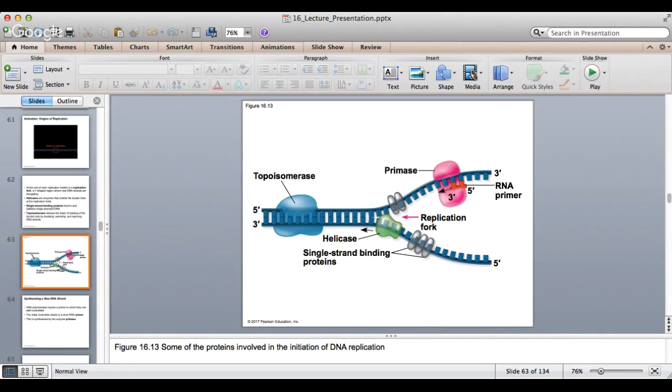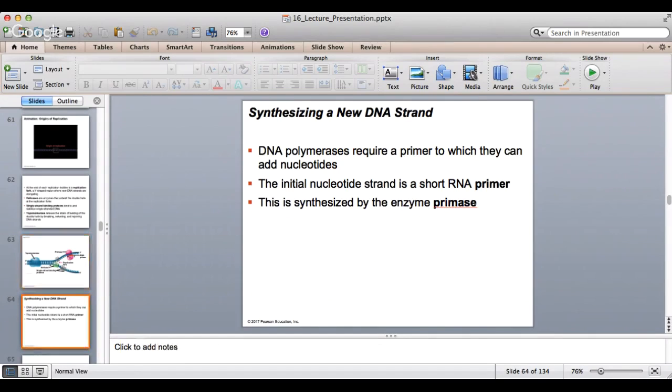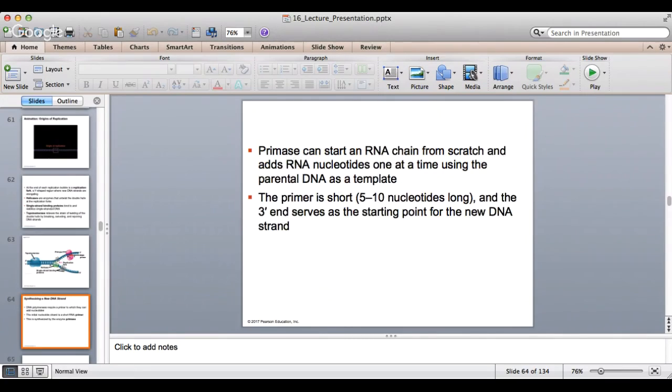But there's helicase unzipping, winding as it's going. The single strand binding proteins are going to mark that single strand for a little bit more stability. And then we're going to start building in that 5' to 3' direction, the new piece of DNA. All right, the initial nucleotide that starts it all, the primer, is synthesized by the enzyme primase. There we go. Enzymes speed up reactions.